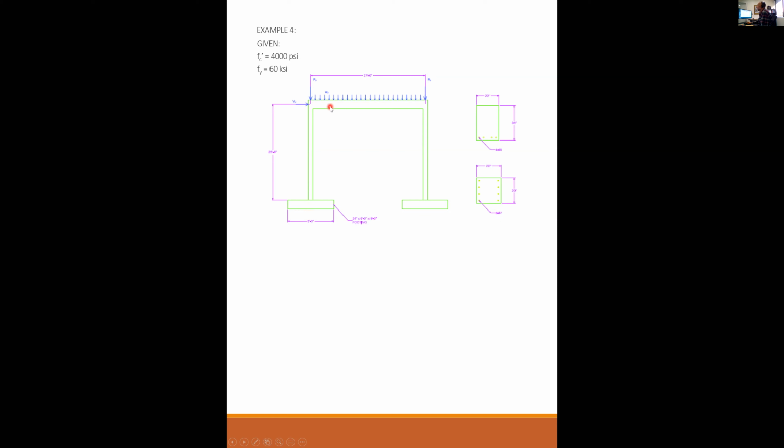And then the loading is totally different. I have this distributed load across the beam. I have factored axial loads at each of the columns, and I have a shear load that is tending to bend the whole thing over. This frame is not connected to anything else. It is relying only on its own stiffness to keep it upright. Okay, any questions about the setup?